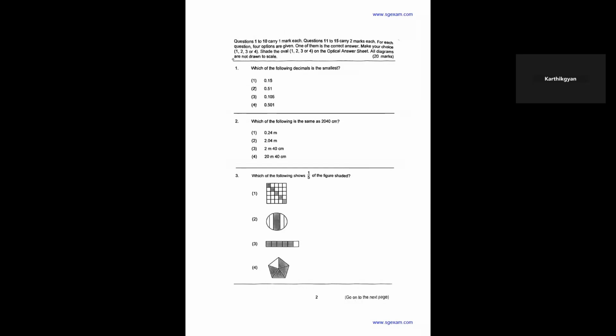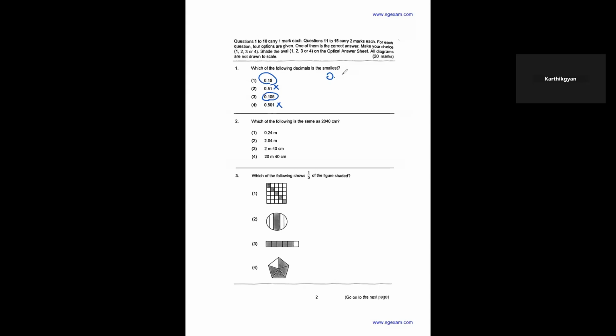Okay, let's start. For question one, which of the following decimals is the smallest? When you compare them, we have 0.15, 0.51, 0.105, and 0.501. The 0.5 ones you can cancel out because they are the bigger ones. We cancel this out, then cancel this out, so you're just left with this and this number.